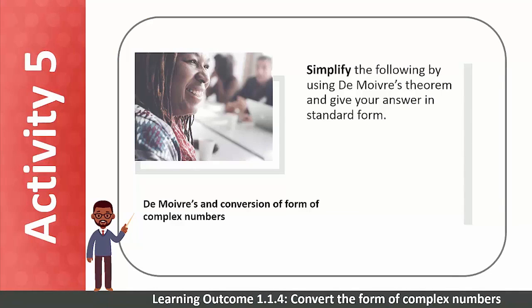Now let's try an example with de Moivre's theorem that requires us to convert the form of complex numbers. Simplify the following by using de Moivre's theorem and give your answer in standard form: (3 minus 4i) to the power of 5 times (1 minus i). Give your feedback on any problem areas to the class.